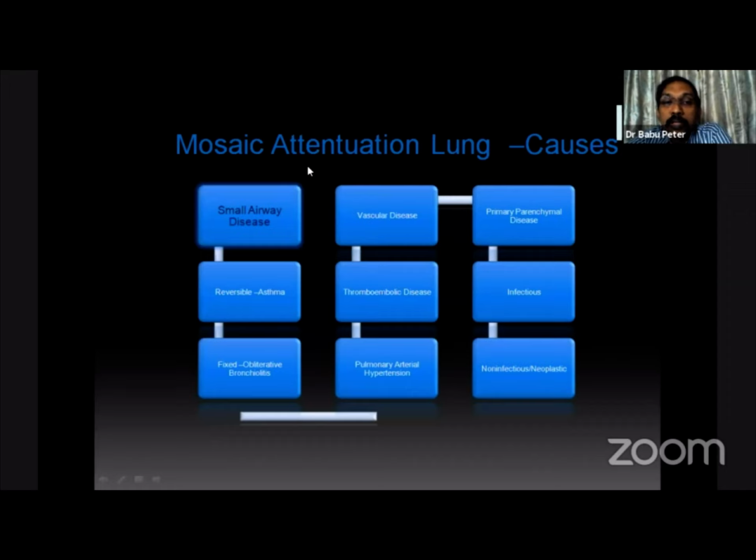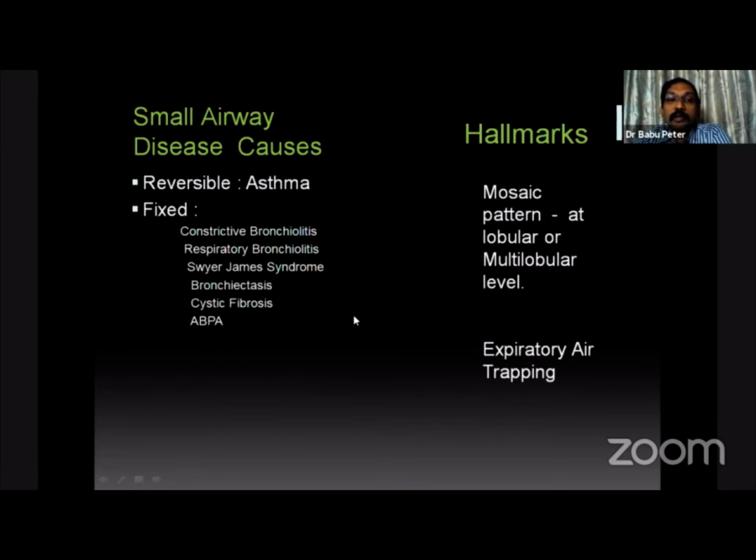So what are the causes of mosaic attenuation? It can be due to small airway disease, which can be reversible, as seen in bronchial asthma, or fixed, which is seen in obliterative bronchiolitis. It can be due to vascular causes, such as pulmonary hypertension or pulmonary thromboembolism. And the third is primary parenchymal lung disease, which is consolidation, which we have seen earlier. So the small airway disease causes can be asthma, or fixed, which is seen in constrictive bronchiolitis or respiratory bronchiolitis. Other causes may be Swyer-James syndrome, bronchiectasis, or allergic bronchopulmonary aspergillosis.